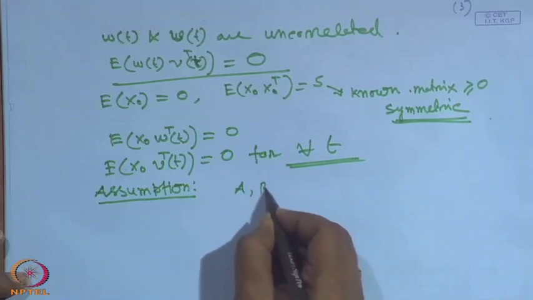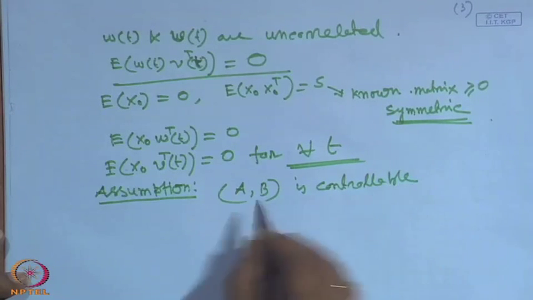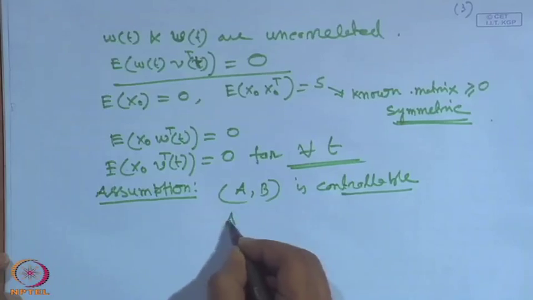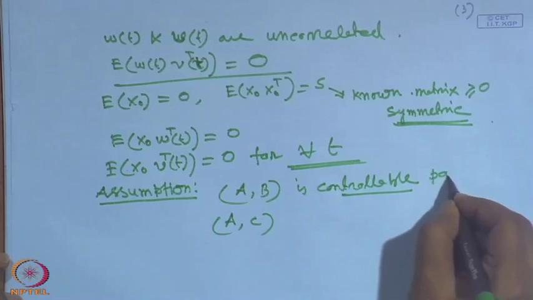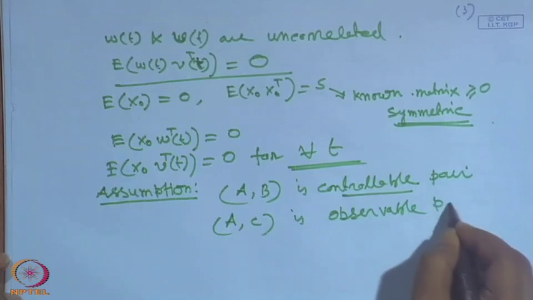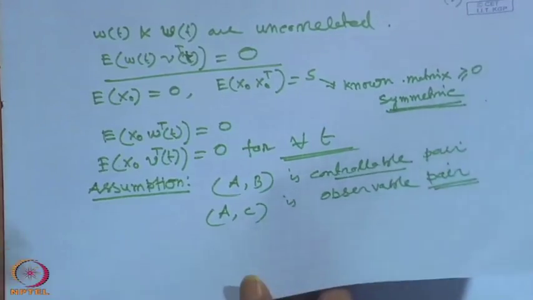Then our main assumptions: the pair A and B is controllable, because then we will be able to shift all the open loop poles of the system to desired locations by the LQG problem also, just like LQR. Then A and C is an observable pair. And we assume that all the state variables are not measurable, that is why we need an estimator to estimate the state of the system.